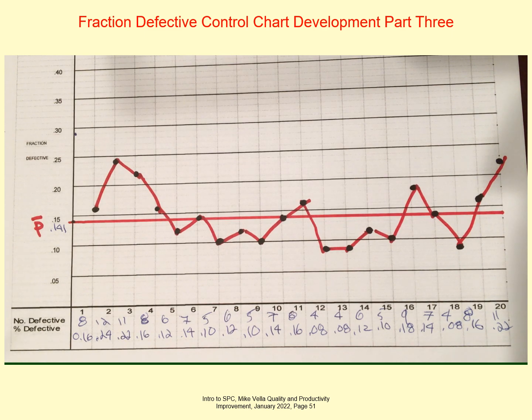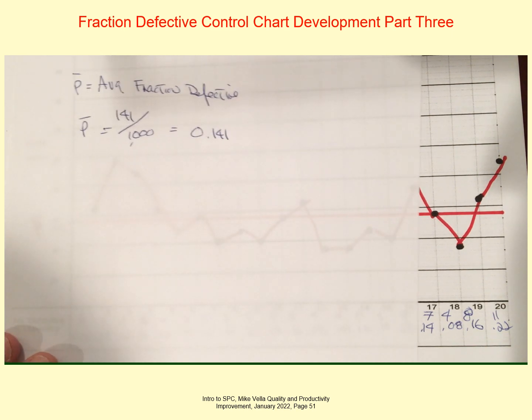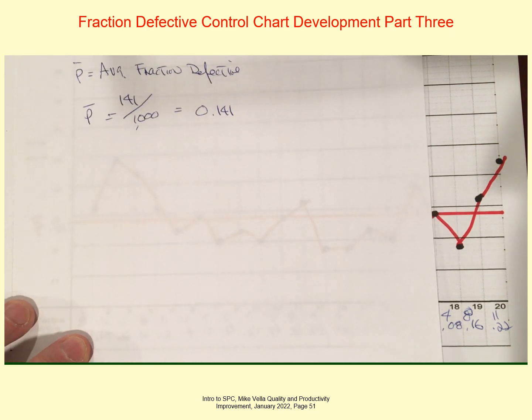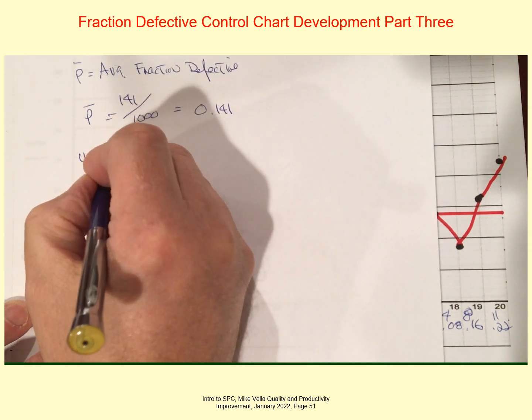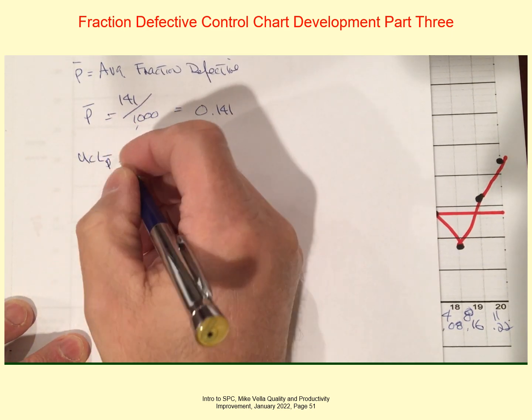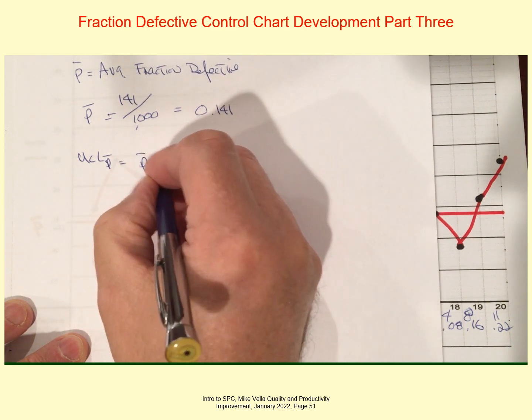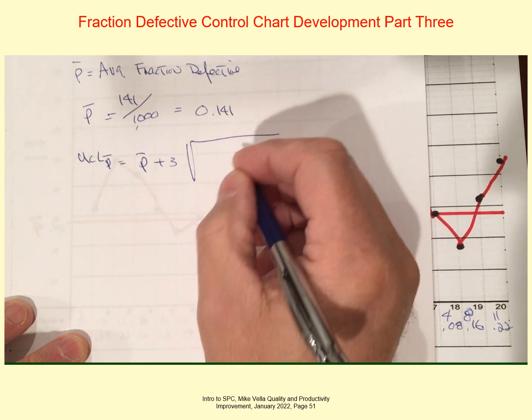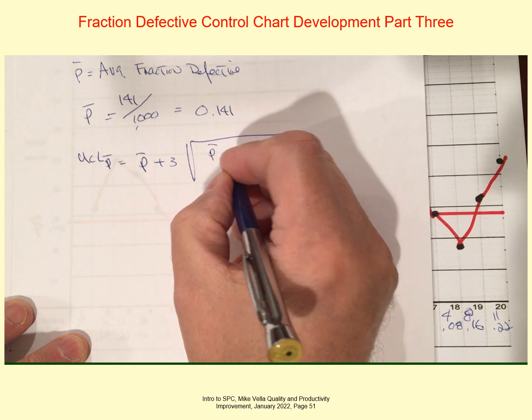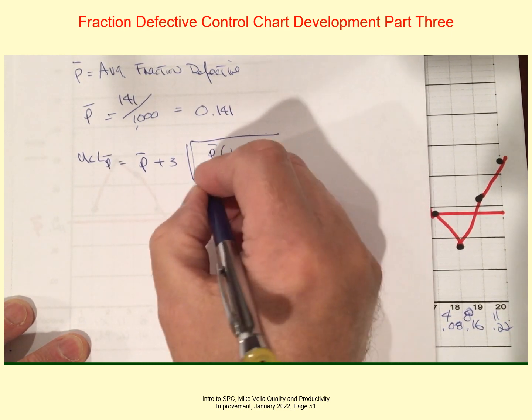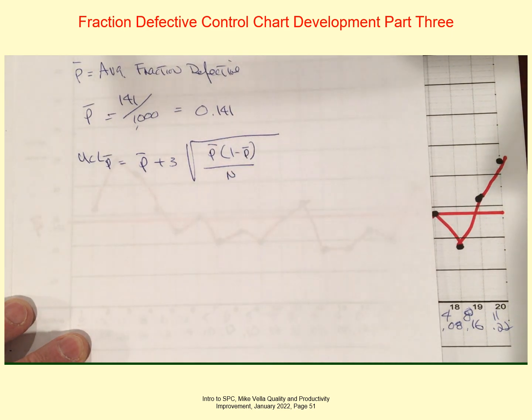So in our next step, what we'd like to do is calculate the upper and lower control limits for the fraction defective to determine whether our process is in control. And so our calculation for the upper control limit of p-bar is p-bar plus 3 times the square root of p-bar times 1 minus p-bar divided by n. Now you have to be careful there. n is not the number of subgroups, but it's the sample size, in our case 50.